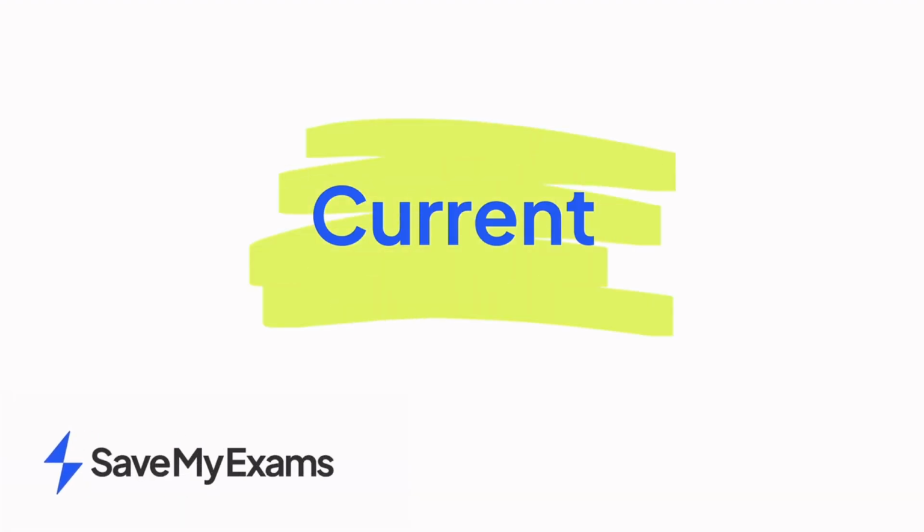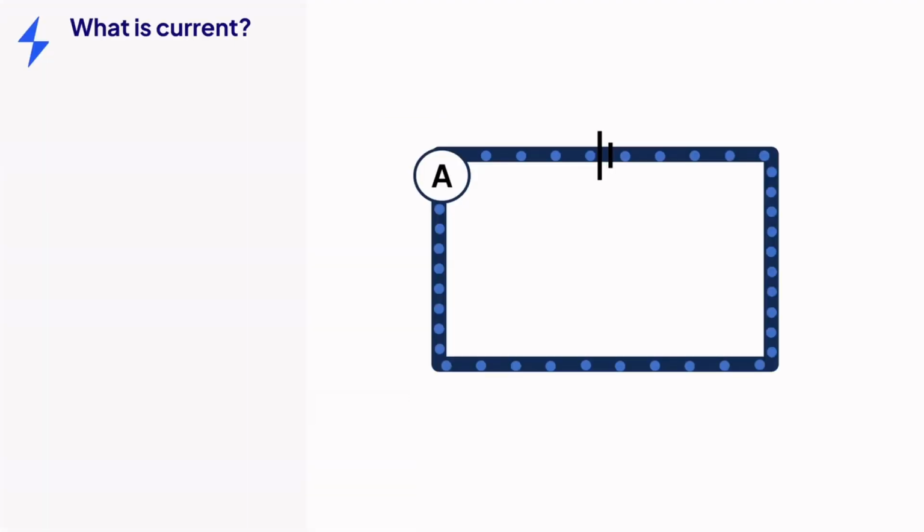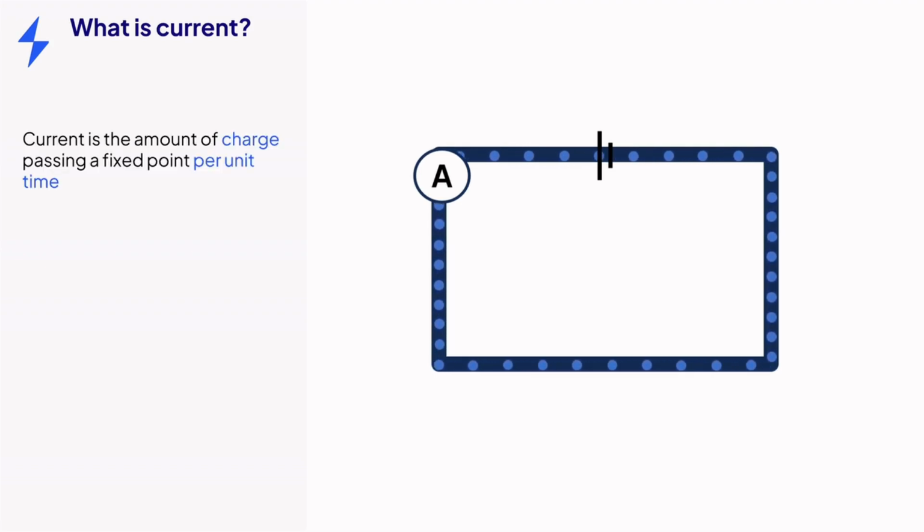This video is on the topic of current, including the difference between conventional current and electron flow. So what is current? Current is the flow of charged particles. In a circuit, those charged particles are electrons. More specifically, current is the amount of charge passing a fixed point per unit time.